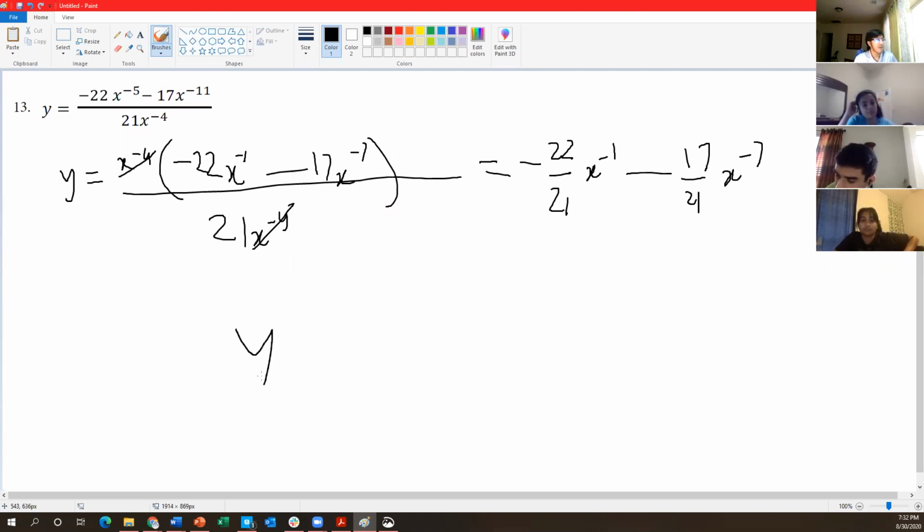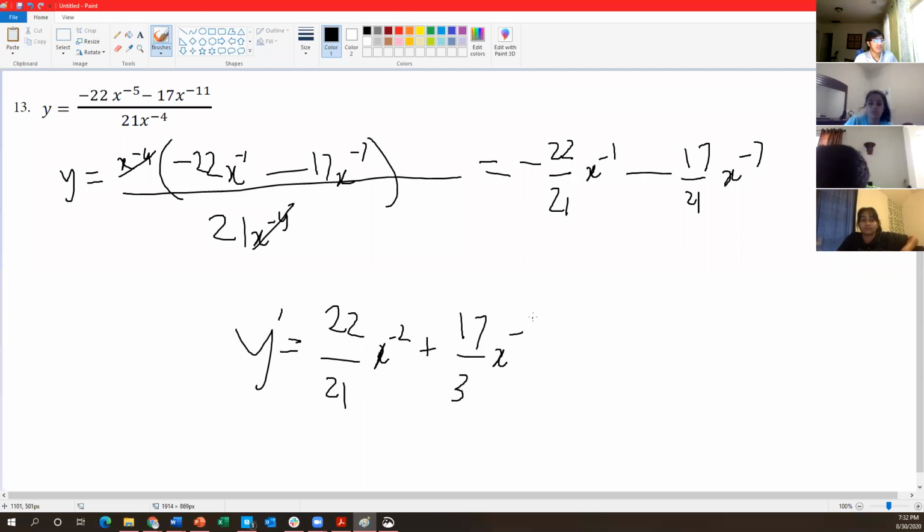Now when I take y prime, I can just use the power rule, and this will become 22 over 21 x to the -2 plus 17 over 3 x to the -8. You see how I got that? Because the 7 comes down, the 7 and the 21 cancel, so we get a 3 in the denominator, and that's how I got the 3 down there. Once again, I'm trying to do these calculations in my head, and that's a good habit to build right now. Does that make sense, how we got this?